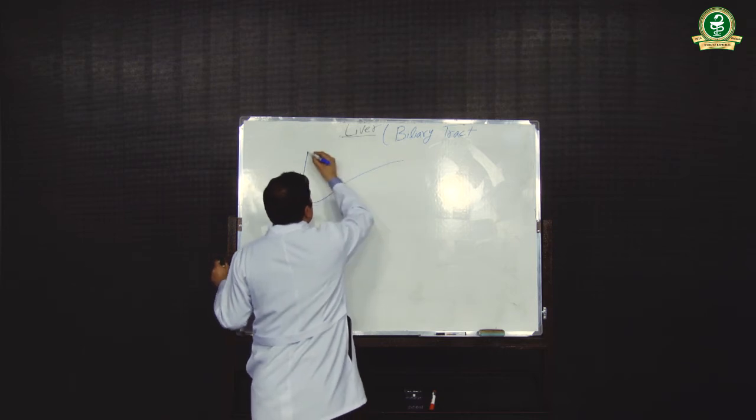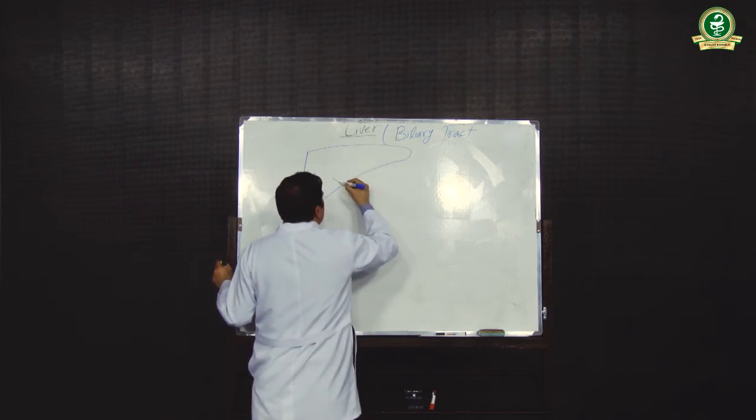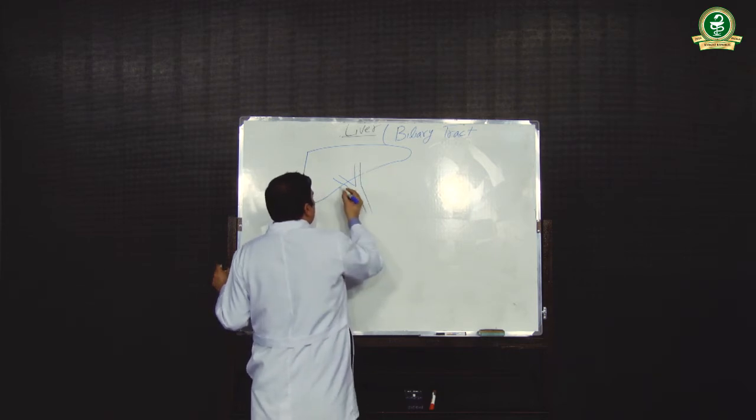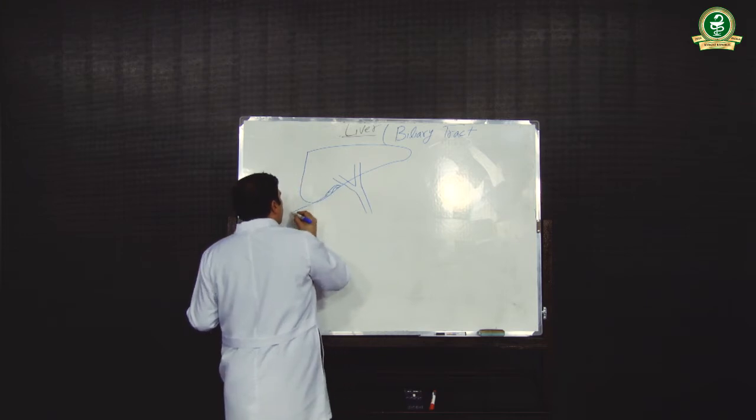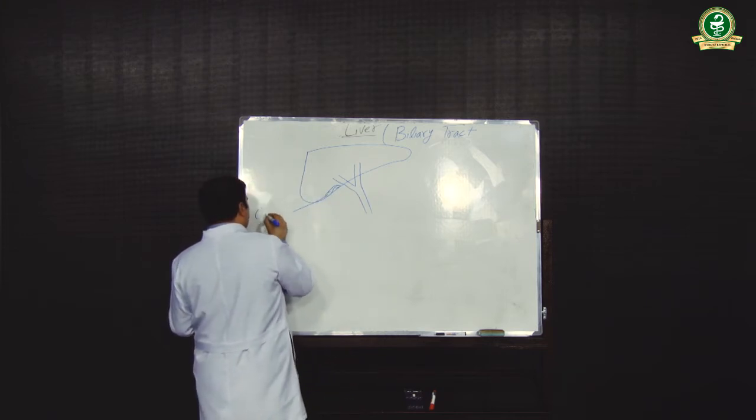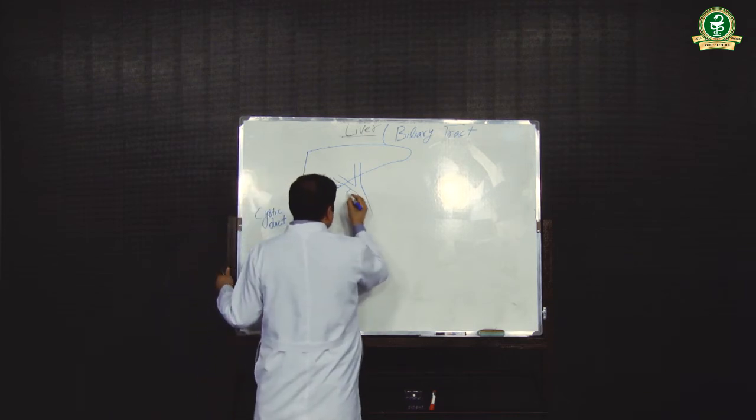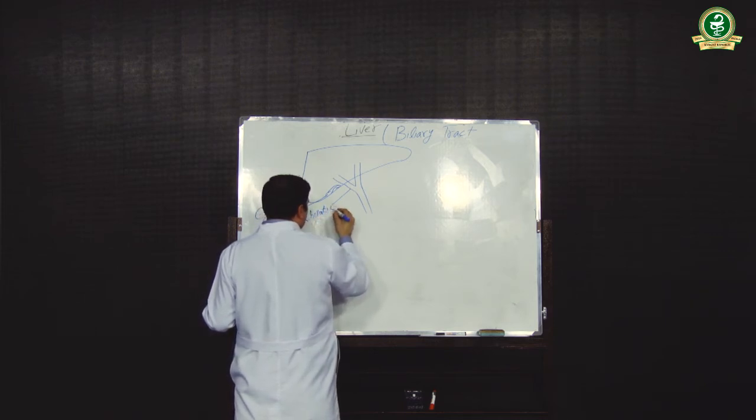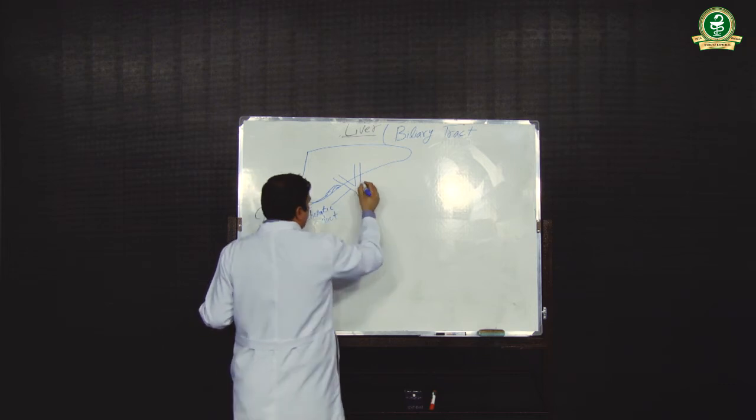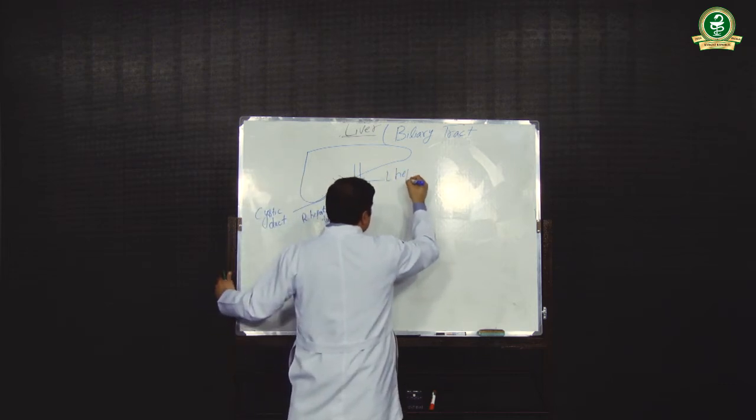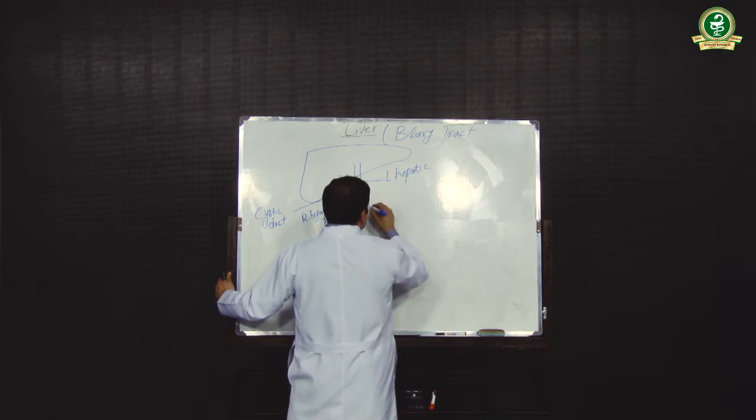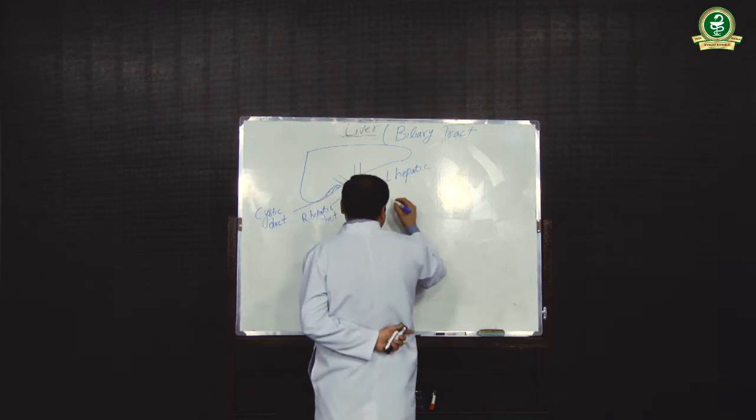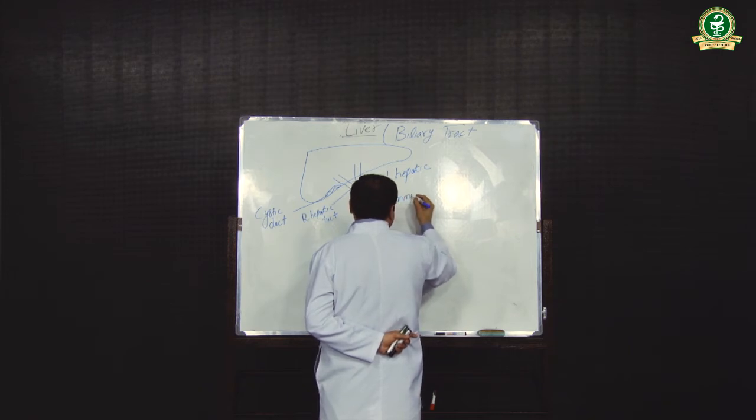That is our liver. There is also a duct known as the cystic duct, because there is a gallbladder present. The cystic duct, the right hepatic duct and the left hepatic duct join together and are known as the common hepatic duct.